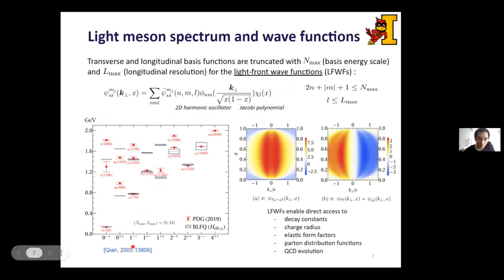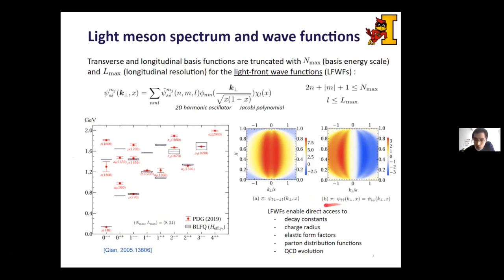And by diagonalizing the Hamiltonian, we obtain the mass spectroscopy in the light sector. As you can see, the black boxes are our BLFQ results in theory, and the red data with uncertainty bars are the PDG results. In particular, this spectrum is truncated at this cutoff, Mx equal to 8 and Lmax equal to 24. And since it's a Hamiltonian approach, conveniently we obtain the light-front wave functions.